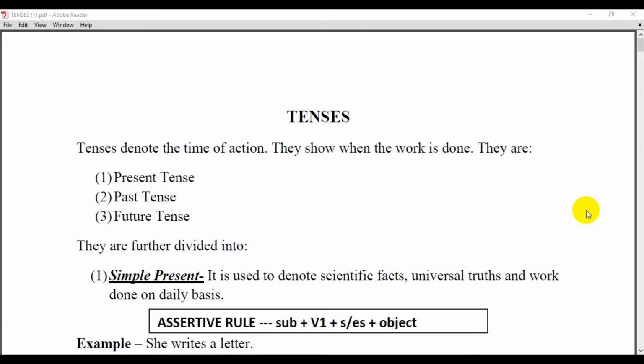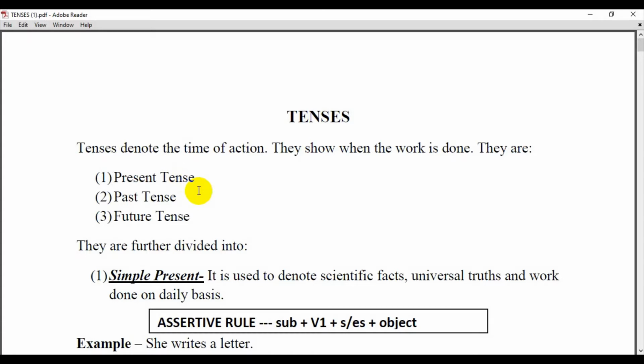Okay, so in English, we have three main tenses. We have the present tense, the past tense, and the future tense. And each one of these tenses includes other subtenses, if we can call them like that.